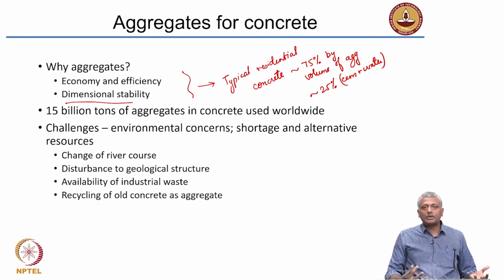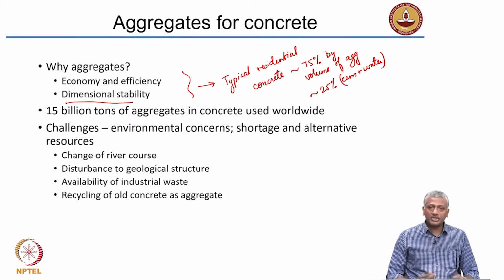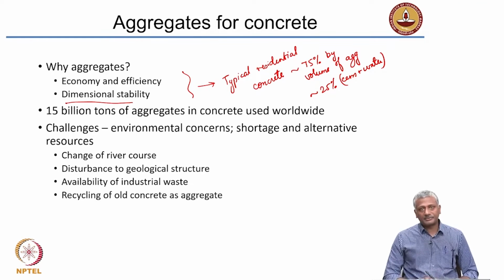Because you have a natural rock formation, and if you are trying to remove this rock for use in construction, you have obviously changed the nature of the land itself, and that may lead to a change in the way that the land actually behaves.